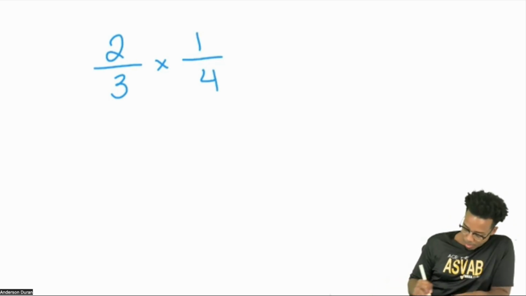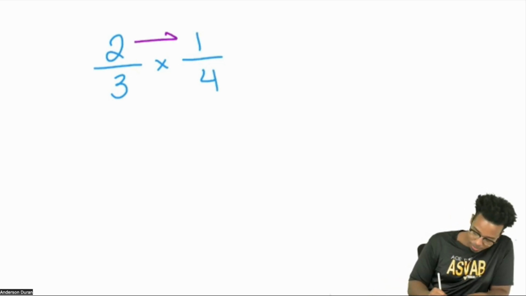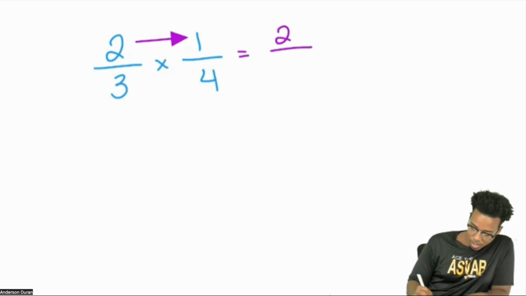Help me out, my party people. What is 2 multiplied by 1? That's going to be 2. And then we have 3 multiplied by 4. That's going to be what? That's going to be 12. Right? Nice and easy, right?